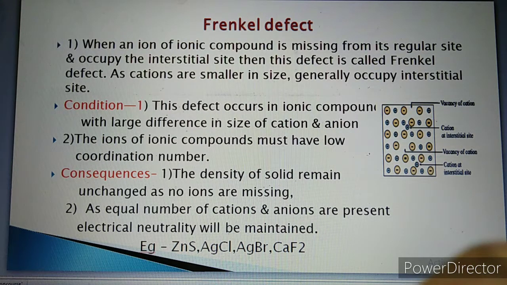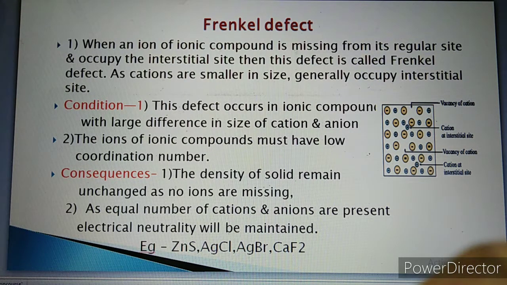What happens in case of ionic solid? If an ion of that compound is missing from its regular site, and if that ion, generally a cation, because cations are smaller in size as compared to anions, is missing and occupies the interstitial site, then the defect is called the Frenkel defect. As cations are smaller in size, they generally occupy the interstitial site.